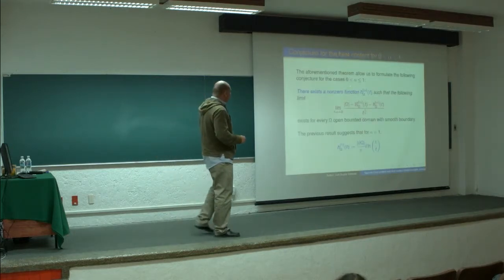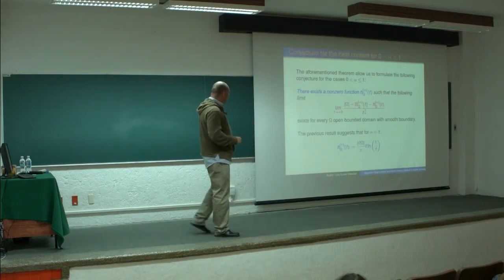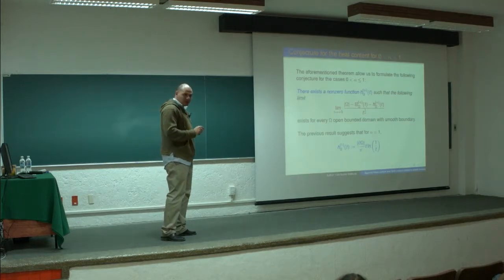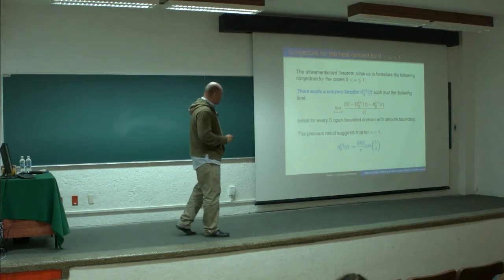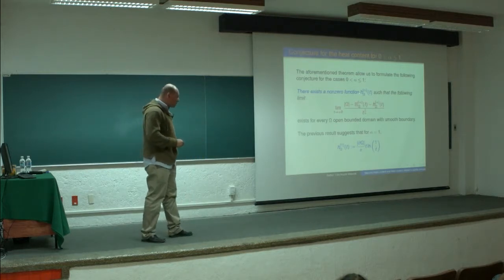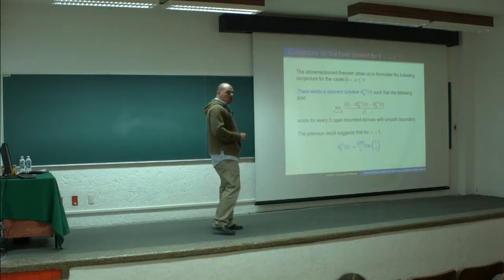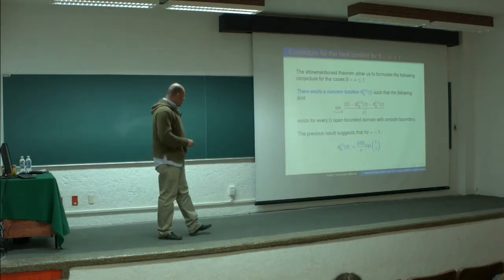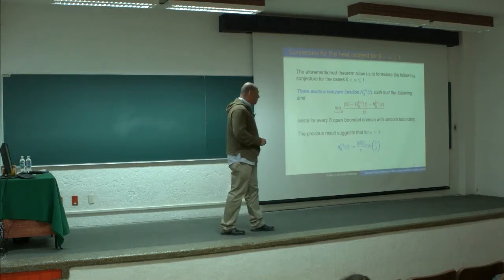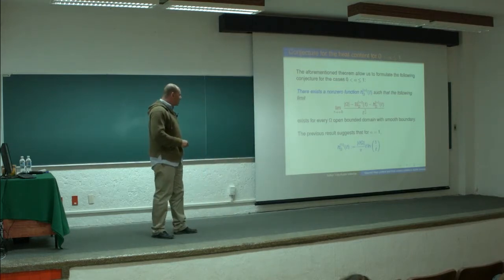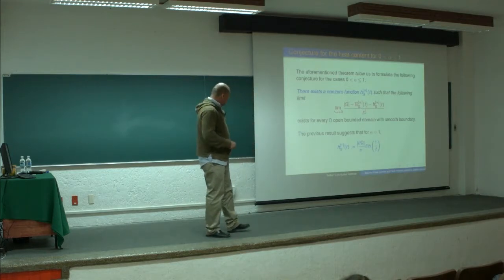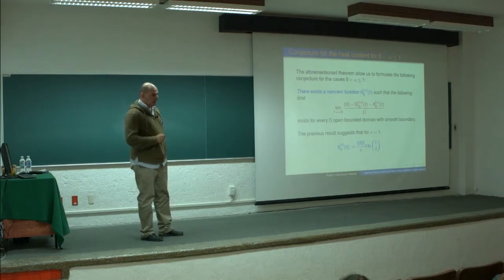Now, the aforementioned results allow us to formulate the following conjecture for the case alpha between 0 and 1, because we already saw that the conjecture was true for alpha between 1 and 2. So there exists a non-zero function depending on omega and alpha such that the following limit exists. This is apparently the right conjecture for every open bounded domain with smooth boundary. Our previous result suggests that for alpha equals 1, the function we should consider is the one given in this identity.